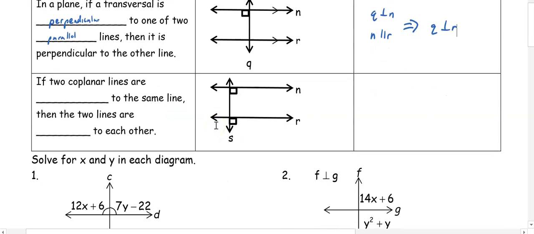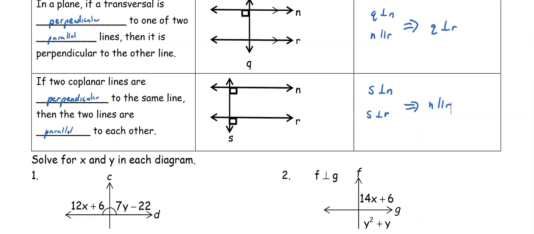We also have, if two coplanar lines are perpendicular to the same line, then those lines are parallel to each other. So if S is perpendicular to N because it has the right angle, and S is perpendicular to R because it has the right angle, we can conclude that N is parallel to R. So let's use these theorems to solve for some variables.